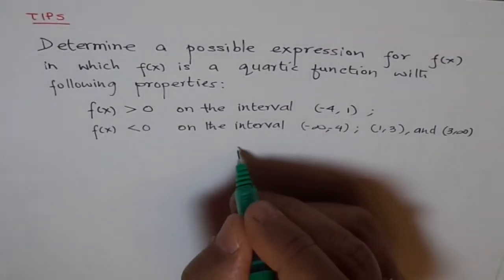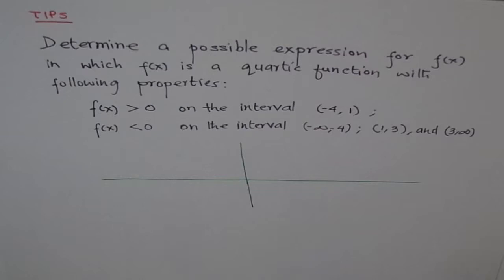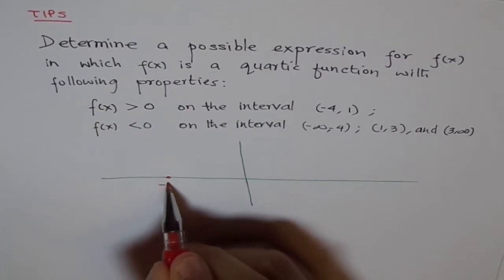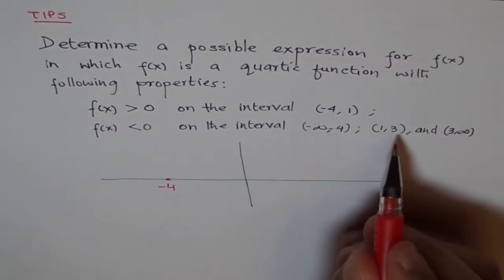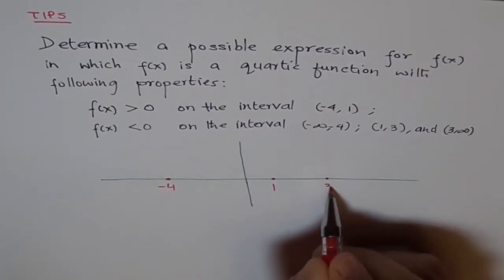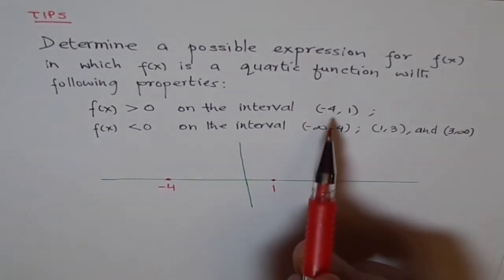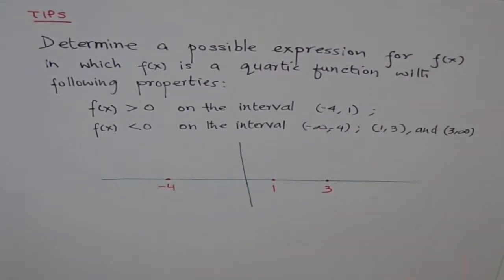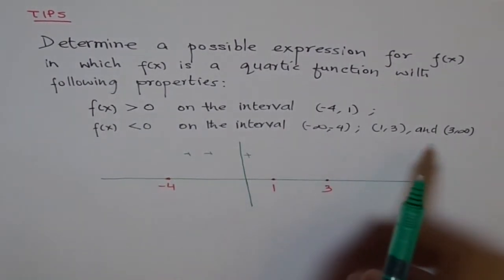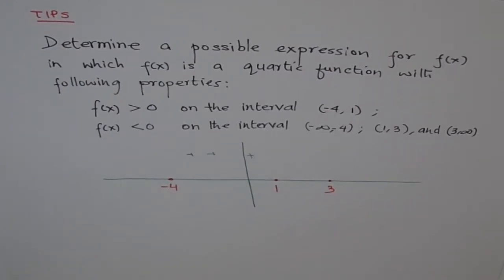Now, let's try to figure this out by making a rough sketch. So, let's first consider our zeros. Zeros are at -4, let's say this is -4 for us, and 1 and 3. So, let's say this is 1, and let's say this is 3 for us. Now, f(x), the function, is positive in which interval? From -4 to 1. So, in this interval, the value is positive. Do you see that? And elsewhere, it is negative. Everywhere else, it is negative. It could be 0 at those x-intercepts.